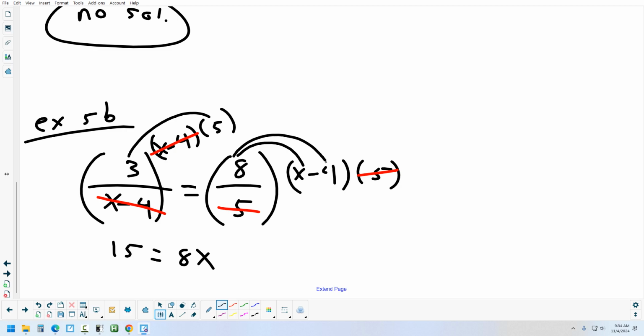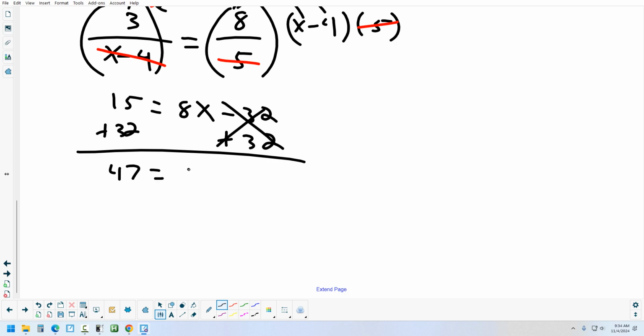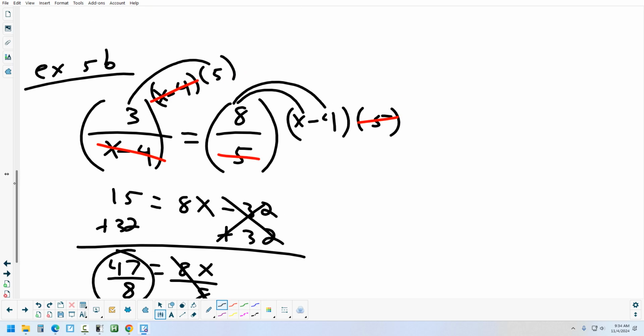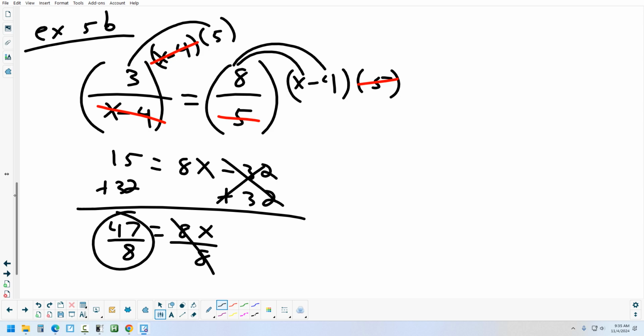And what's 8 times negative 4? Negative 32. Okay. And now how would you get x by itself there? Plus the 32. And 15 and 32 gives me 47. And my last step? Divide by 8. 47 over 8. That's the answer. So it's actually easier when you have less fractions, but sometimes people get confused, so I just wanted to show you that one.